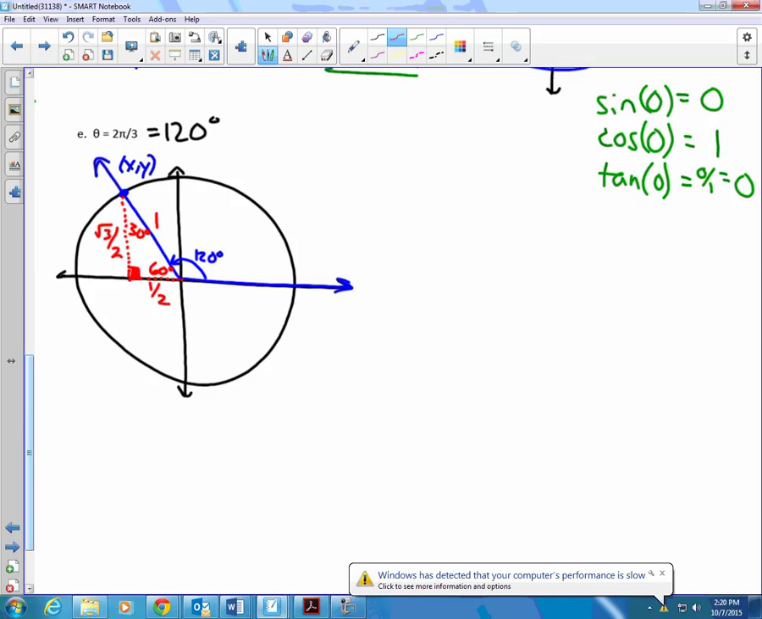Now, we got to be a little careful here, folks. What's the y value? Root of 3 over 2, right? That's the y coordinate. That's the height of this object. What is the x value? 1/2. But which quadrant am I in? So I went backwards. So it's not a positive 1/2. It's a negative 1/2.